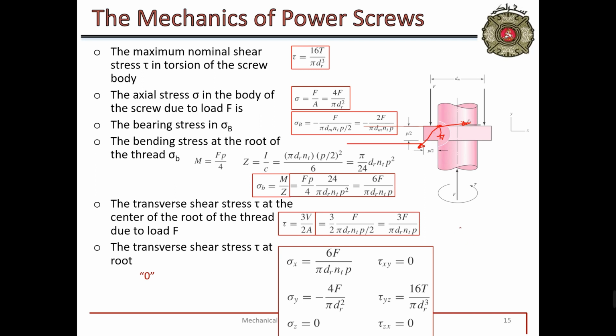At this point, if we treat this point as a small square, there will be torsion, there will be sigma x, opposite sigma x, opposite sigma y, and similarly, to balance the torsion, there has to be equal and opposite torsion to balance.